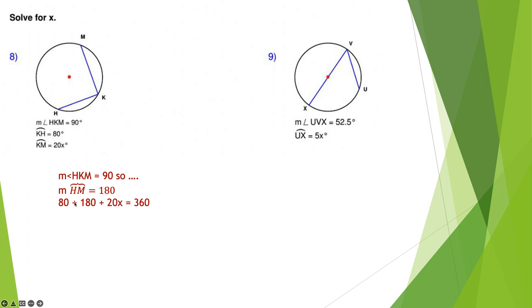Same side, same operation. Combine the like terms with the 80 and the 180. So that's 260 plus 20x is 360. Subtracting the 260, 20x is 100, x is 5. Let's try number 9.